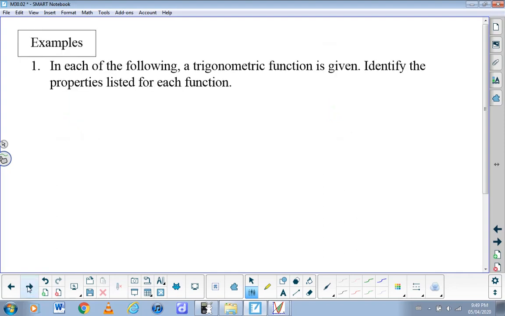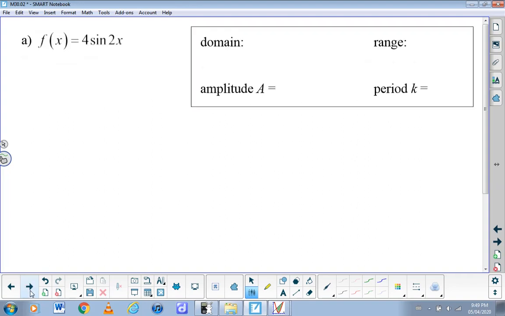Okay, so in each of the following, a trigonometric function is given. Identify the properties listed for each function. Okay, so we want to know the domain and the range and the amplitude and the period. Well, first of all, let's just get this out of the way. The domain for any transformed sine or cosine function is always going to be -infinity to infinity. If they both extend from -infinity to infinity before being stretched or reflected, it doesn't matter how they're stretched or reflected, they're still going to extend across that infinite range. I shouldn't say that, across that infinite domain of numbers. Now, what about the range, the amplitude, and the period?